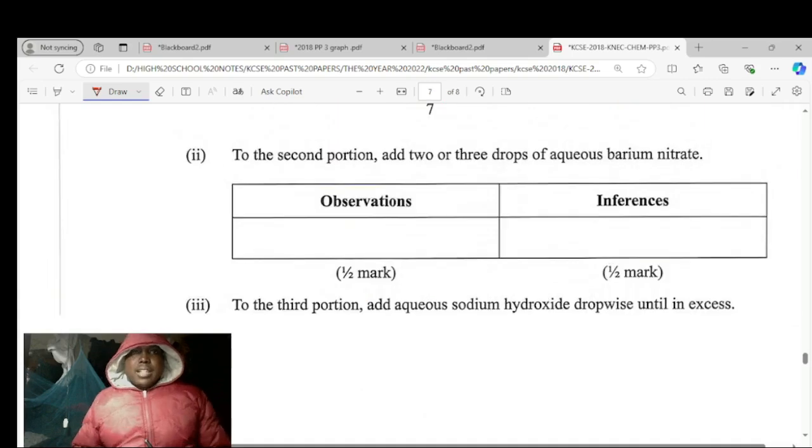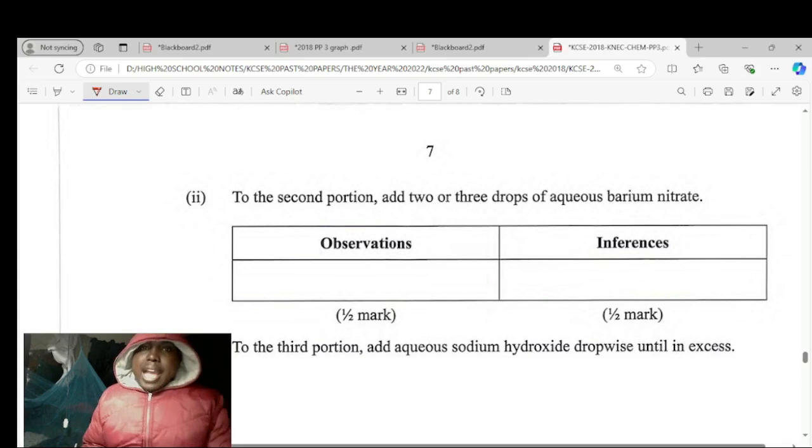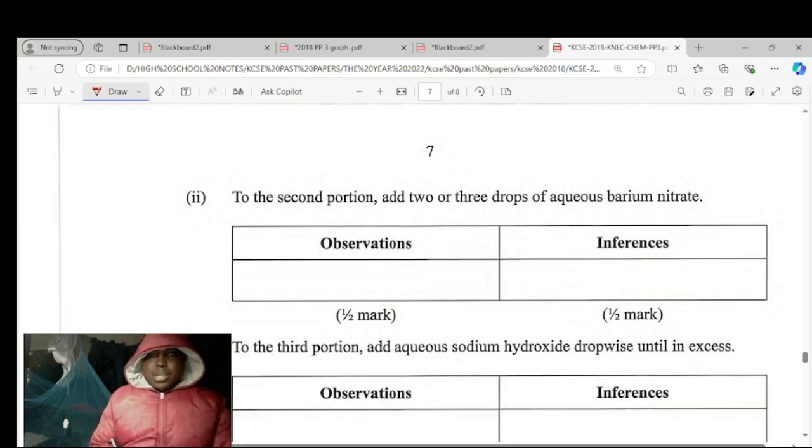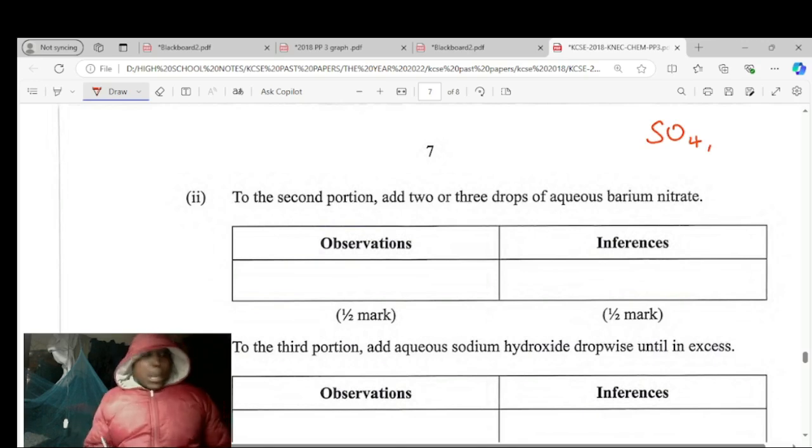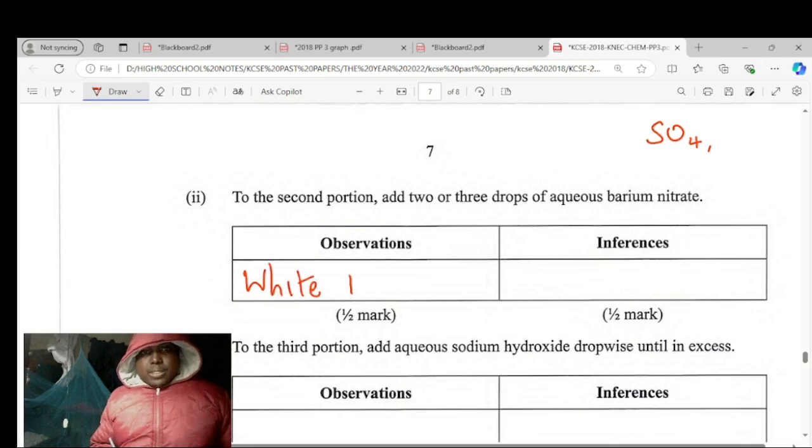Next, to the second portion, add 2-3 drops of aqueous barium nitrate. Barium nitrate, we expect a white precipitate because barium will form a white precipitate with a sulfite, carbonate. Now, was there a white precipitate? Let's check. Yes, a white precipitate is formed. So a white PPT is formed. Then we expect normally for barium, the sulfite, the carbonate, the sulfite.